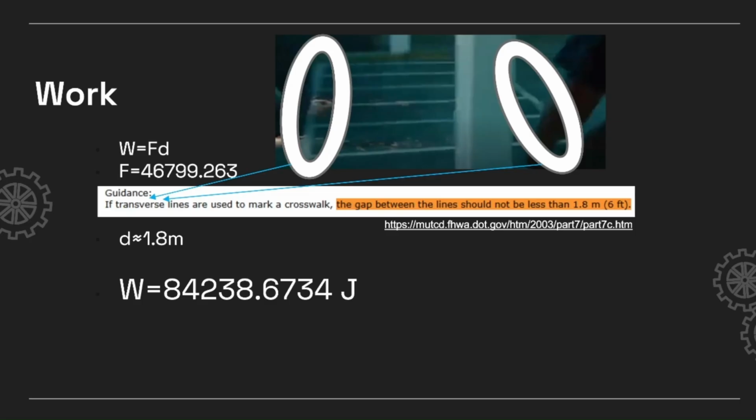We calculated the distance based on transverse lines on a crosswalk, and we found that it's approximately 1.8 meters, and that would be our distance. So we would multiply the friction force times the distance, which would give us a work of approximately 84,238 joules.